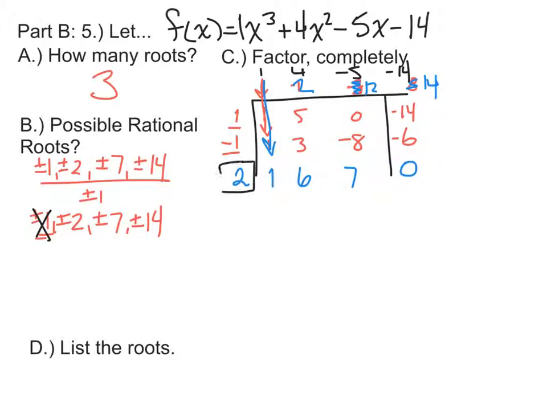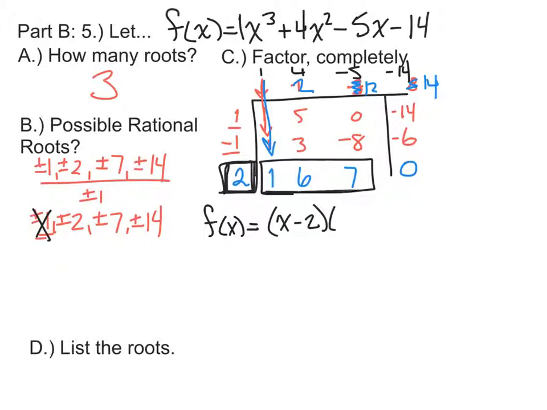That means that we can rewrite f of x using these two pieces of information. First of all, f of x is going to have one factor that comes from this 2. This 2 is one of the roots, so the factor is x minus 2. Then, with the 1, 6, and 7, that's the remaining polynomial, where 7 is the constant term, 6 is 6x, and 1 is 1x squared. So the polynomial is x squared plus 6x plus 7.